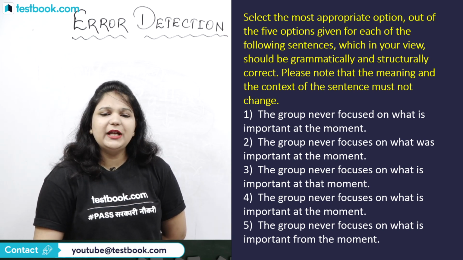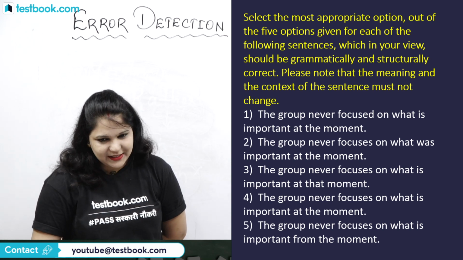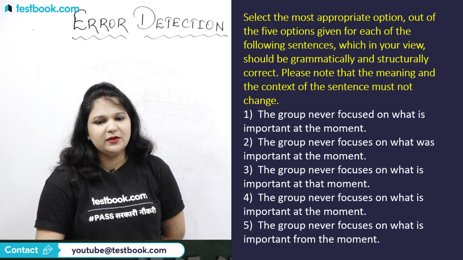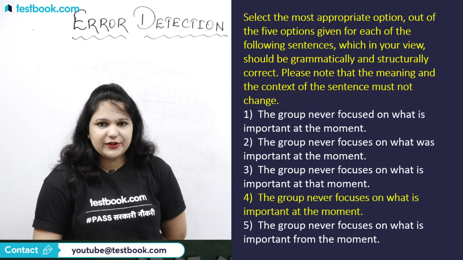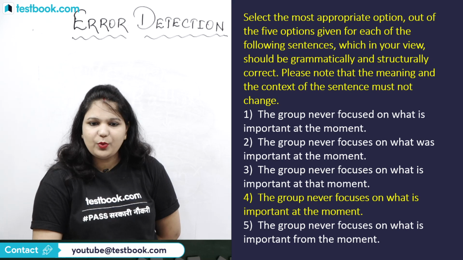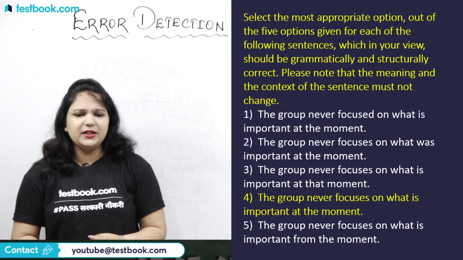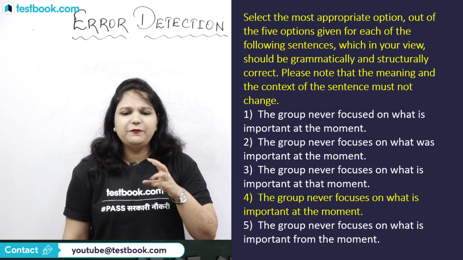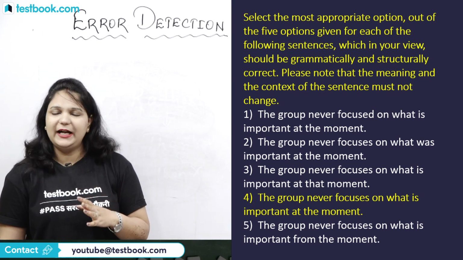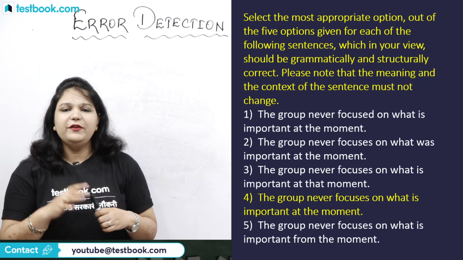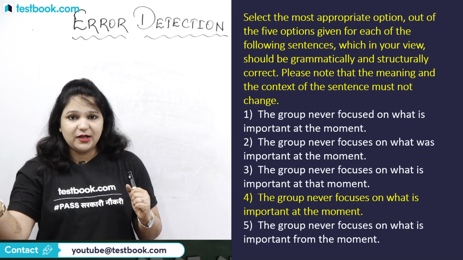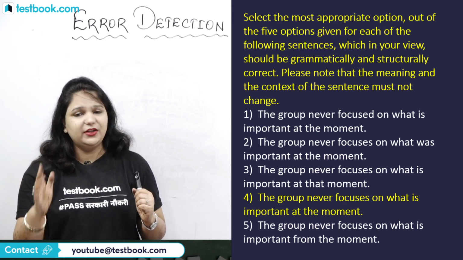Okay, I'll take you to the next screen, guys, and that will be highlighting the right answer for this question. And yes, option 4 is right one, because tense is consistent here. If you see, the group never focuses on what is important at the moment. Now if you put a contrast between 3 and 4, we know in 3 it is given at that moment and in 4th it is given at the moment.